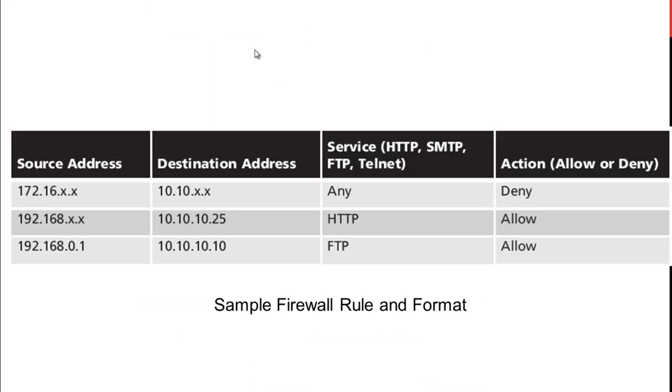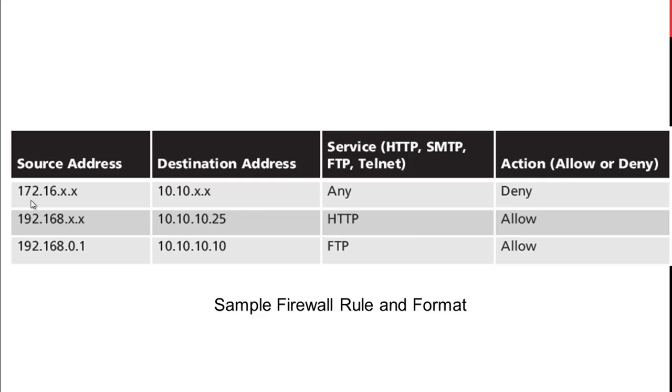And here's a sample firewall rule and format. Looking at a packet filtering firewall, 3 simple rules, and this is not a complete list. I'll show you a complete list a little bit later, and you'll realize what's missing. But so yeah, source and destination IP address, the service type that it can be filtered by, and what we're going to do with it, allow or deny.